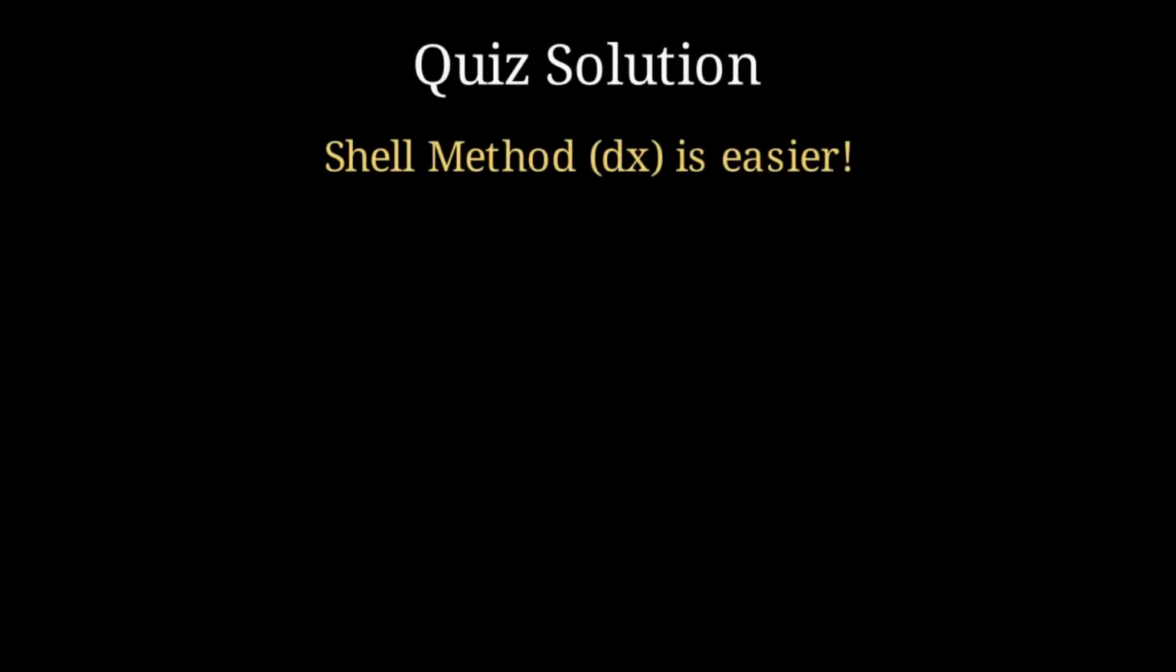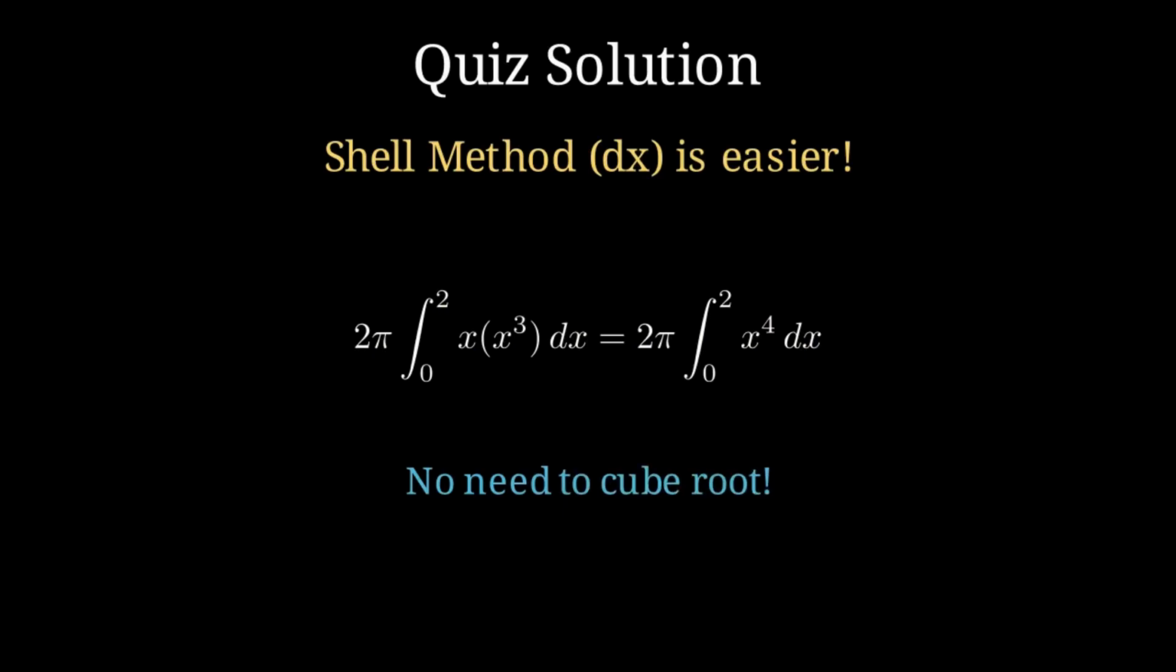The shell method is easier here. By using shells, you can integrate with respect to x, meaning you don't have to convert the function to the cube root of y. It keeps the math simple and reduces the chance of algebraic errors.